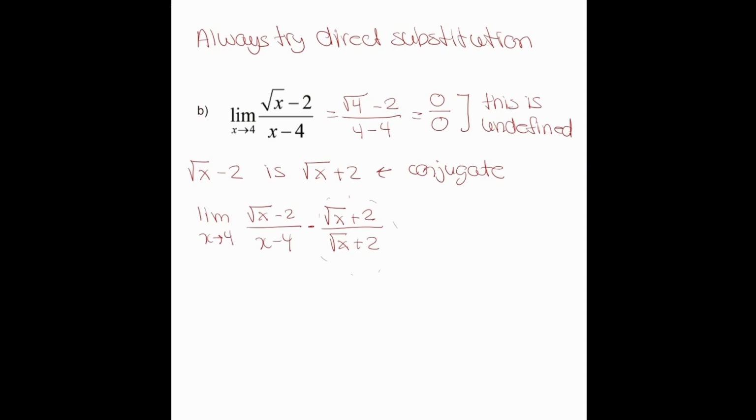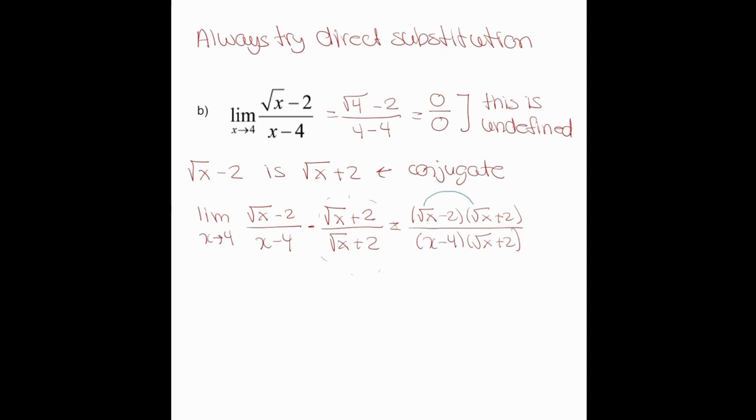So let's rewrite that out as we now have root of x minus 2 times root of x plus 2 all over x minus 4 times root of x plus 2. So now, instead of eliminating out, because that's just going to put us right back where we started, we're actually going to go ahead and FOIL the top. So we're going to FOIL it.